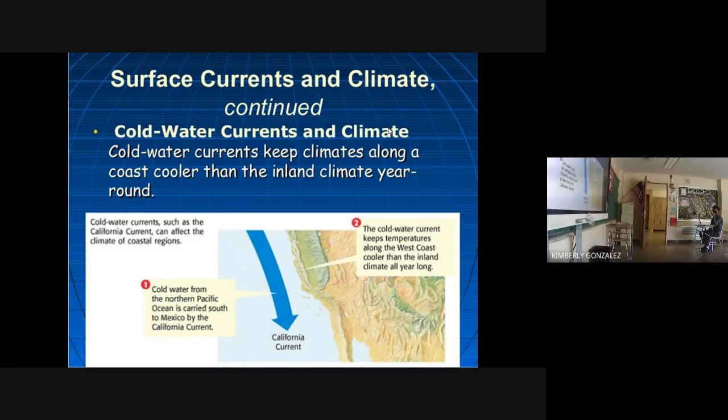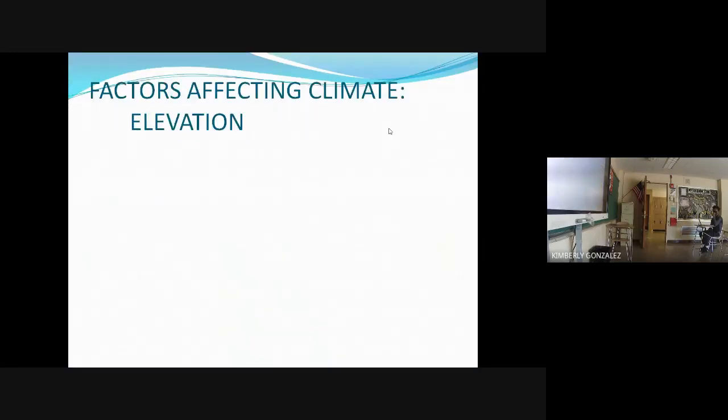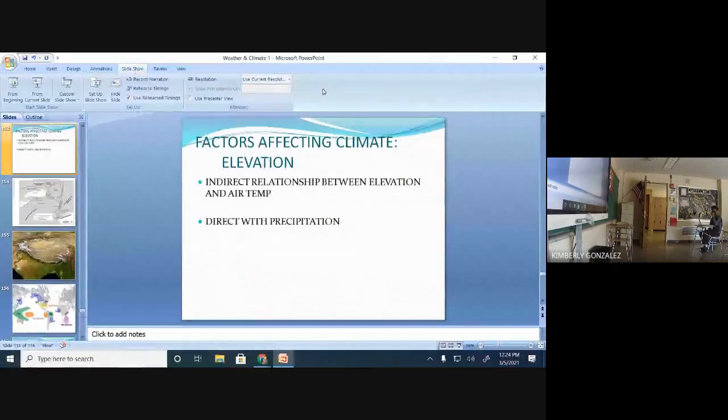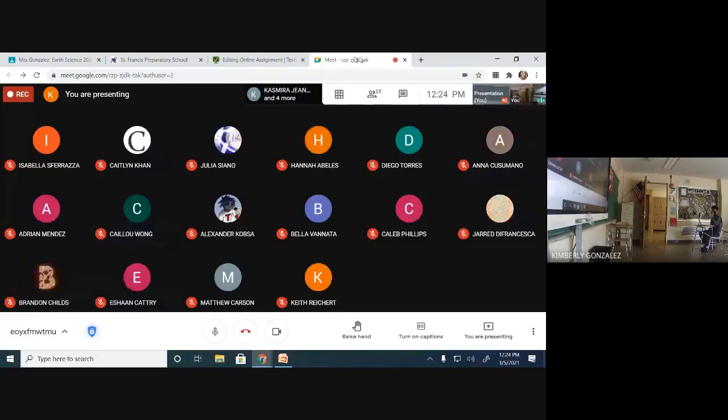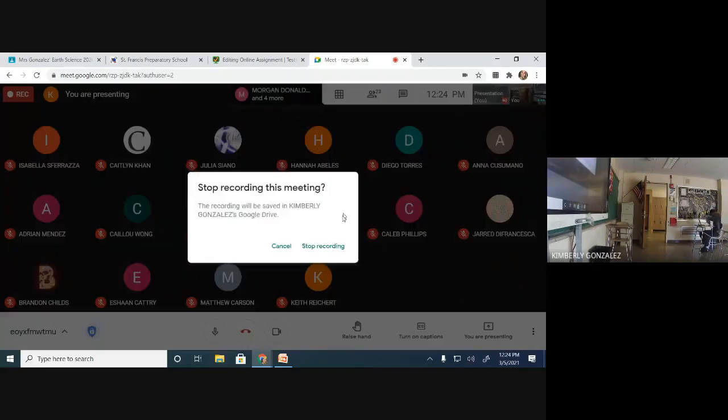So that's where I'm going to stop today. We will start with elevation on Monday.